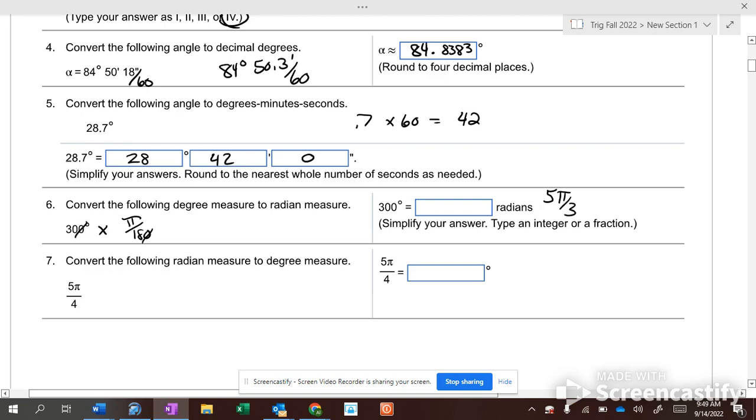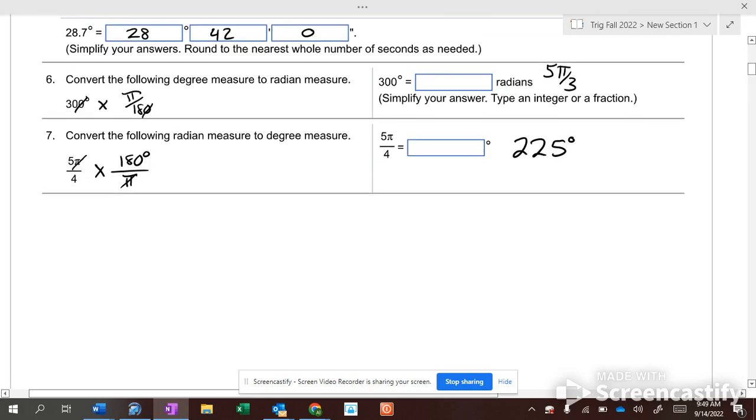What else could you do for this problem if you didn't know what to do? Look at your unit circle. If you look at your unit circle at 300 degrees, do you have 5 pi over 3 sitting right there? Oh, look at that. 5 pi over 4. Again, you have your unit circle. You didn't when you first learned how to do this, but you do now. What is 5 pi over 4? 225 degrees. If you didn't know what to do, or if you didn't have your unit circle on you, multiply by 180 over pi is the basics of how to do that.